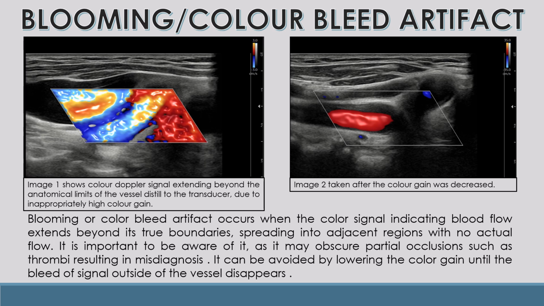Next, we have the blooming or the color bleed artifact. Blooming or color bleed artifact occurs when the color signal indicating blood flow extends beyond the true boundaries, spreading into adjacent regions with no actual flow. It is important to be aware of it as it may obscure partial occlusions such as thrombi, resulting in misdiagnosis. It can be avoided by lowering the color gain until the bleed of the signal outside the vessel disappears. The first image shows color Doppler signal extending beyond the anatomical limits of the vessel distal to the transducer due to inappropriately high color gain, which is corrected as seen in the second image by decreasing the color gain.